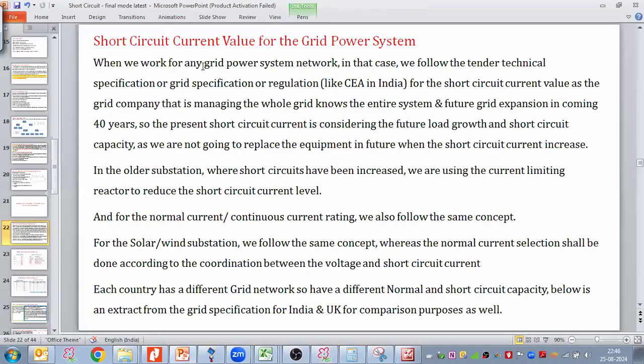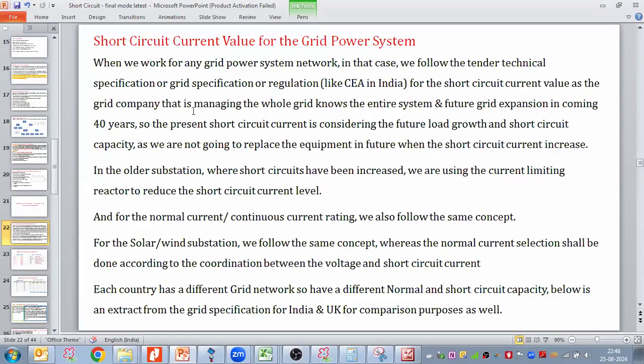In that case, when we work for any grid power system network, we follow the tender technical specifications, our grid specifications, our grid regulations, like the CEA in India, which publishes the grid regulations. So for the short circuit current value, we will follow the tender technical specifications for the equipment short circuit rating.